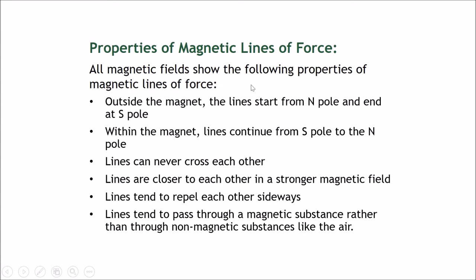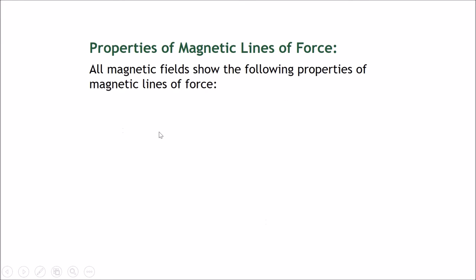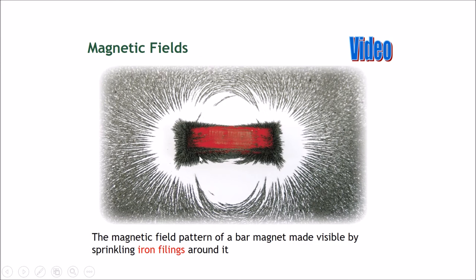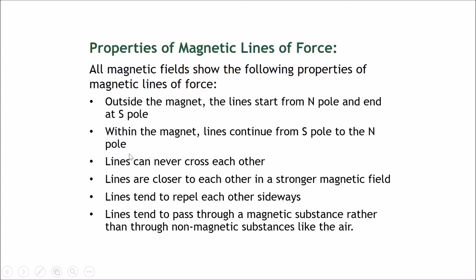All magnetic fields show the following properties of magnetic lines of force. Outside the magnet, the lines start at the north pole and end at the south pole. Within the magnet, lines continue from the south pole to the north pole. Inside the magnet, the line will continue from here and go through again. The lines can never cross each other. Lines are closer to each other in a stronger magnetic field. Lines tend to repel each other sideways. Lines tend to pass through a magnetic substance rather than through a non-magnetic substance like the air.